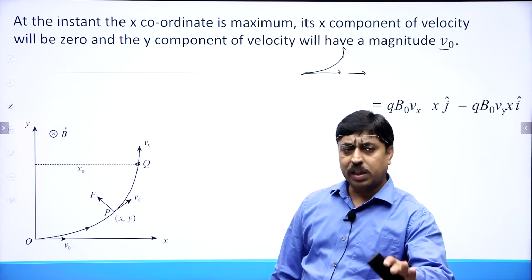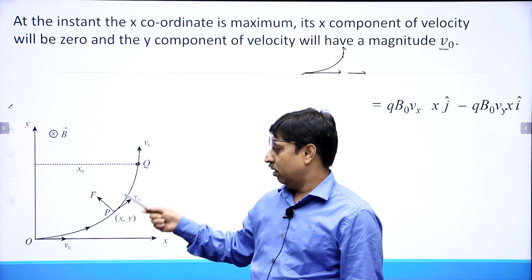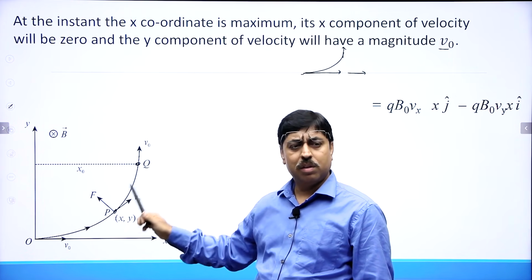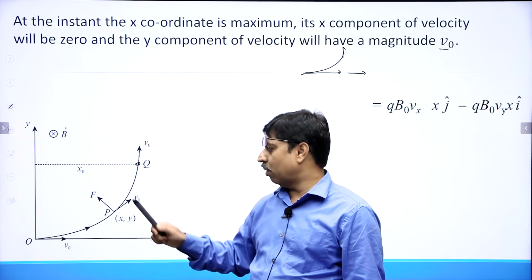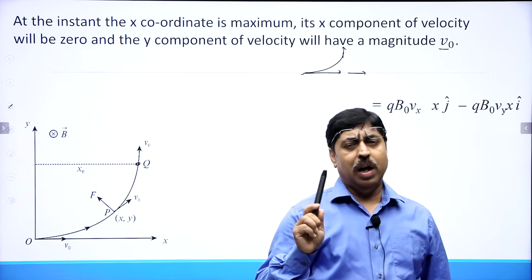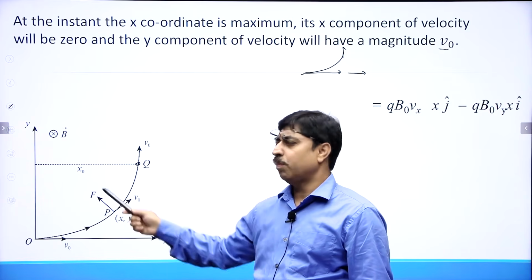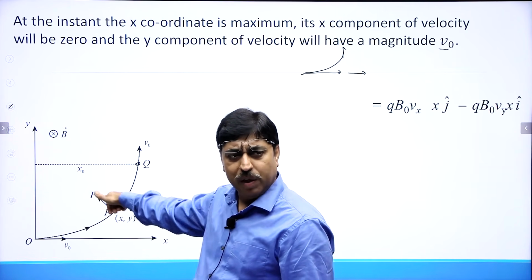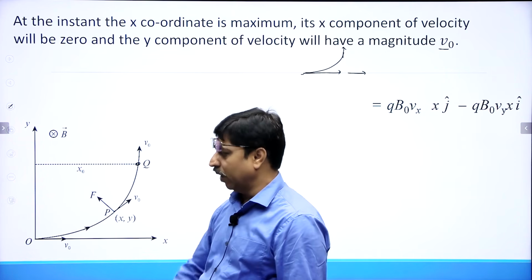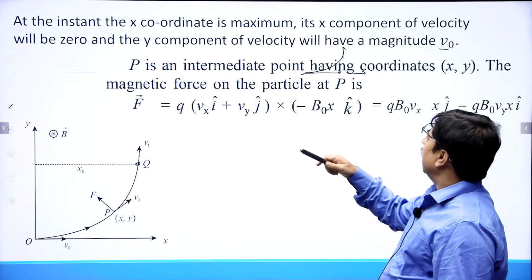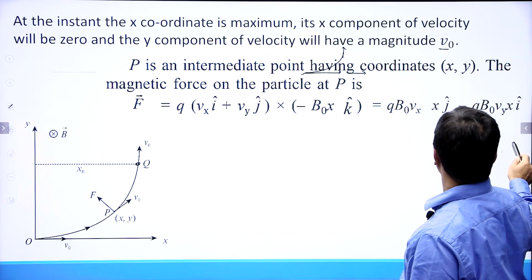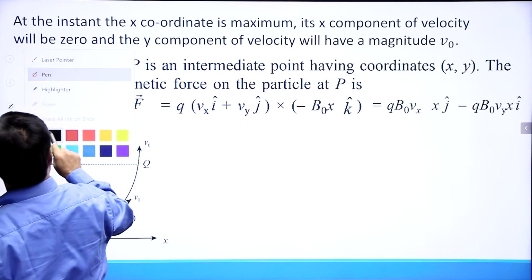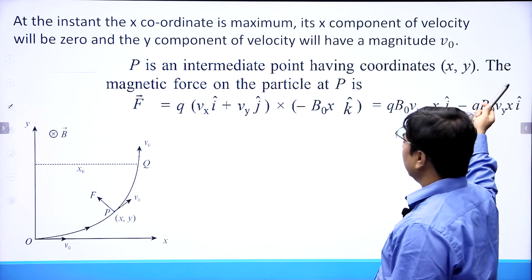Okay. Now consider some intermediate point. The particle is somewhere at P and its speed is v naught, velocity is tangential to the path, magnitude of velocity is v naught, and let us say the coordinates of the particle are x comma y. At this particular instant, the magnetic force acting on the particle is somewhat like this, perpendicular to velocity, of course. B is inward, so v cross B, this is the direction of force, perpendicular to velocity. So P is an intermediate point having coordinates x, y.